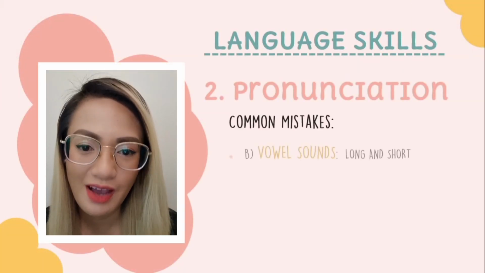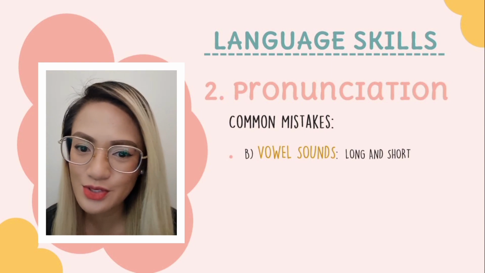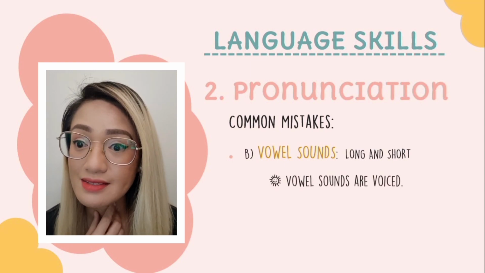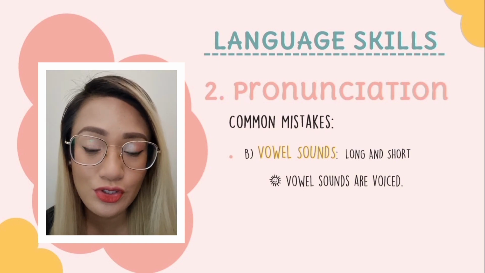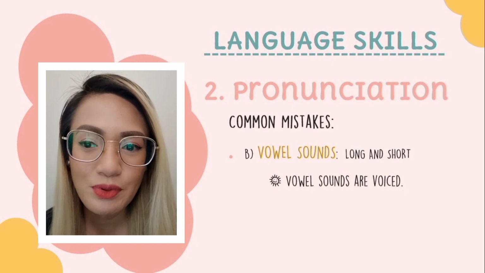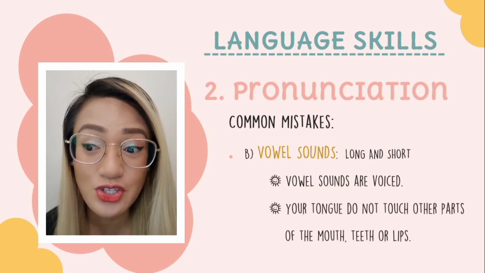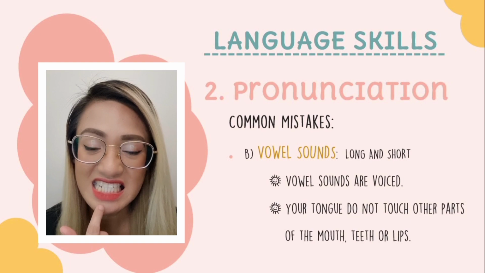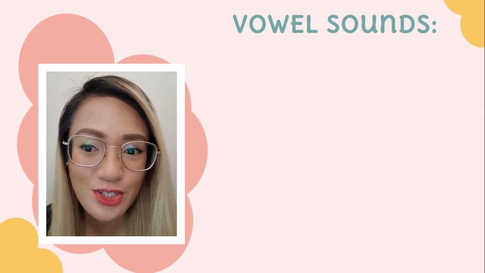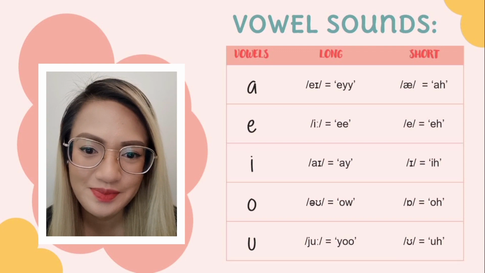Number 2 are vowel sounds, long and short. Here's a thing to remember. Vowel sounds are voiced. It means we use our voice in order to pronounce these letters. Another fun fact, when pronouncing vowels, your tongue actually does not touch other parts of the mouth, the teeth, or the lips. It's quite easy to remember long and short vowel sounds. The name speaks for itself.